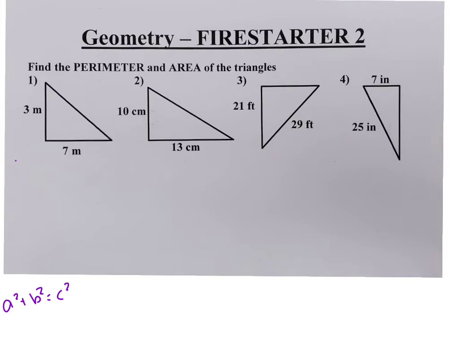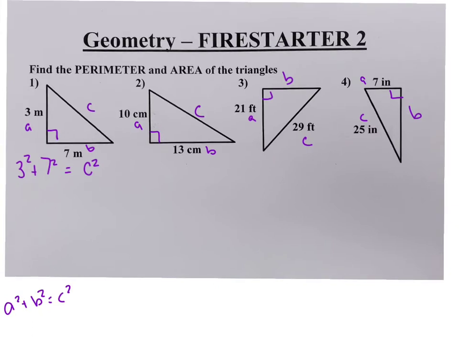So I'm going to do 3 squared plus 7 squared equals c squared. We don't know c, right? Remember, that's a right angle. These are all right angles. I forgot to put the box on there. That's why I'm allowed to use Pythagorean's theorem. So this is A, this is B, this is C. So 3 squared plus 7 squared. So 3 squared is 9. 7 squared is 49. So together that's c squared.